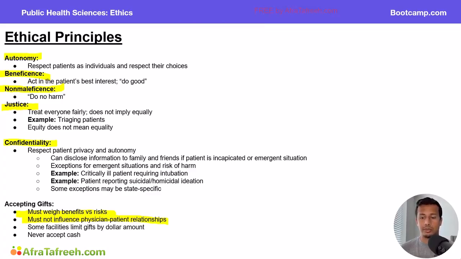Examples of unacceptable gifts would be something that's a significant financial sacrifice to the patient, or gifts from pharmaceutical companies that may influence patient care. Those are things that are unacceptable. Some facilities, both hospitals and outpatient clinics, may even limit gifts by a specific dollar amount. And then the only other caveat that you should know is, for the most part, as a general rule of thumb, you do not want to accept cash as a gift from patients.